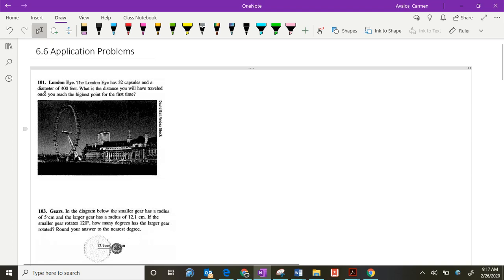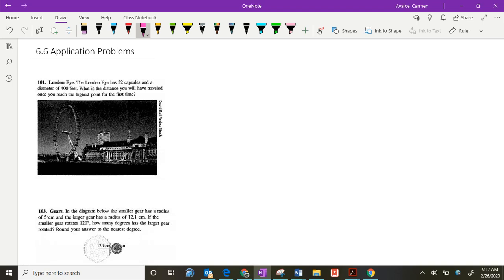If we look at that, we want to know the distance you have to travel once you reach the highest point on there. Because this is a circle, and this is the center, you get on here and the highest point is up here. We want to know this distance right here, which is your arc length. This is the S here, and we know the distance from here to here is 400 feet, so the radius is 200 feet, which is just this part.